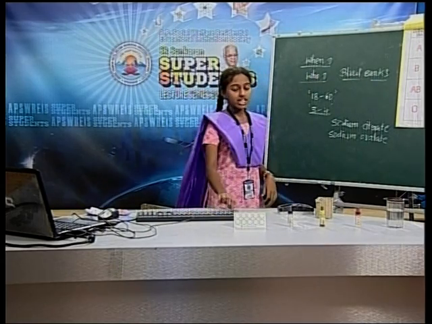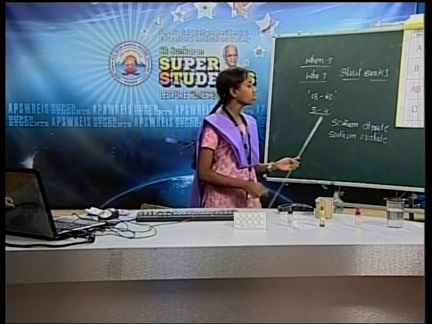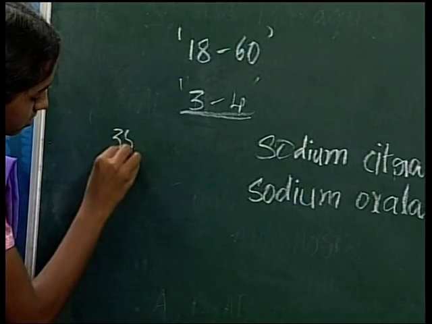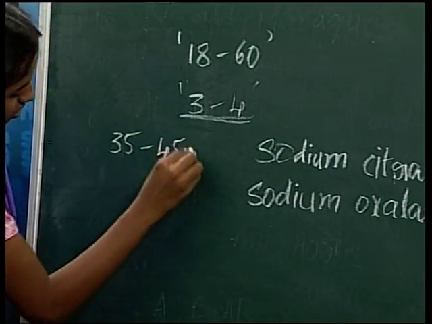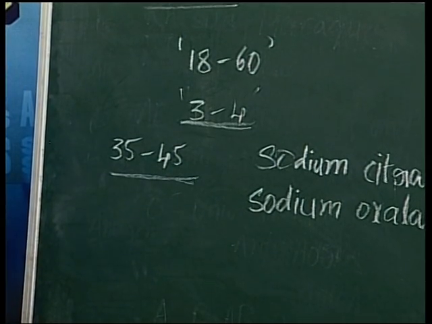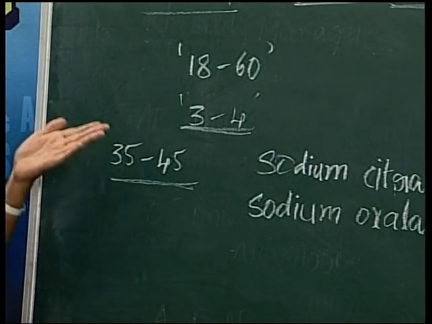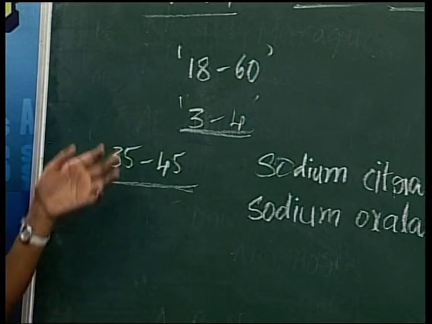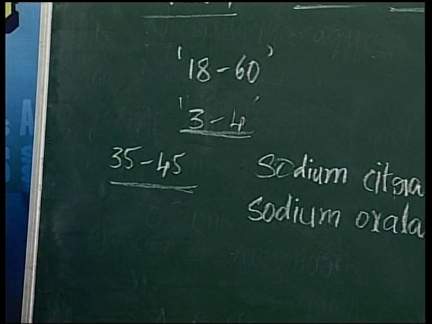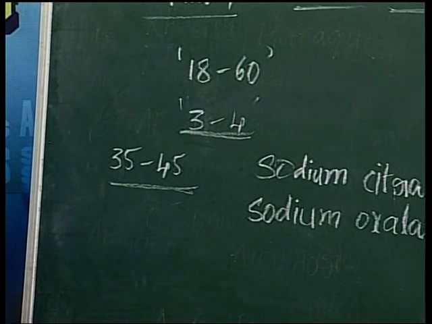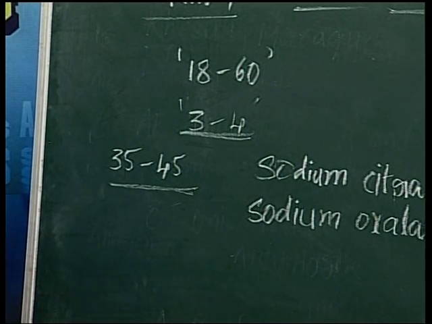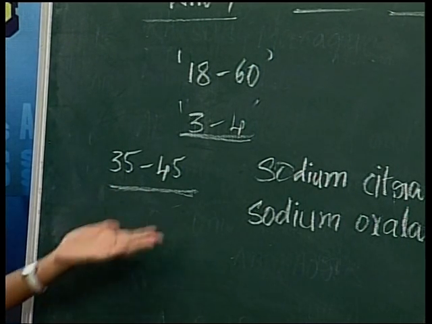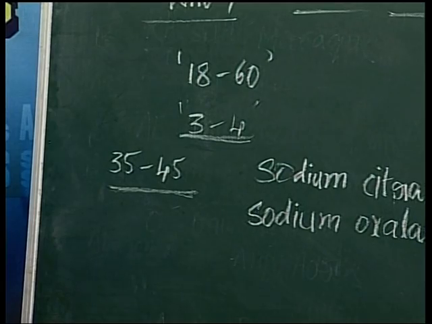Next, in blood banks, they can store blood only 35 to 45 days. If it is not used during this period after collection from the donor, it is discarded.